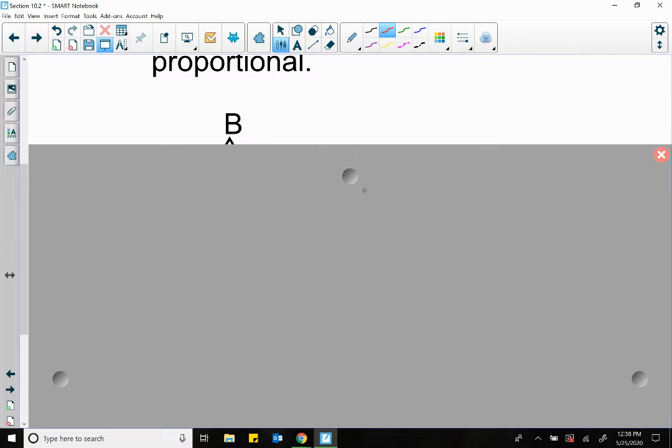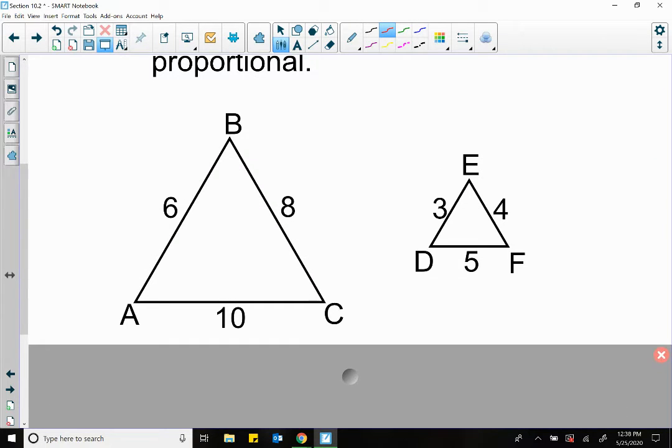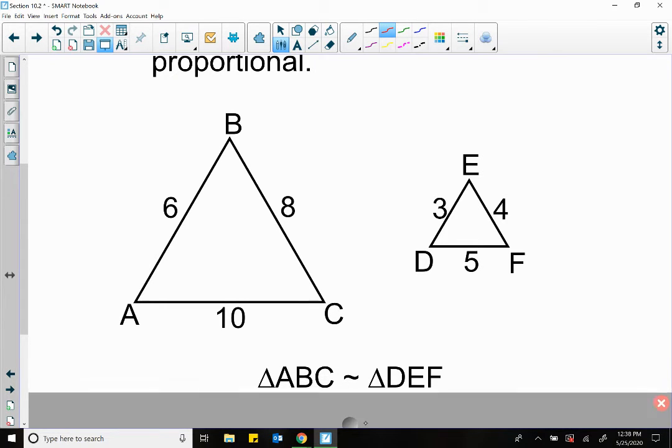So let me show you what I mean. So I got 2 triangles here. Okay? And these triangles are similar. Triangle ABC is similar to triangle DEF. Okay? A and D are what we call corresponding angles. They are in the same position. Lower left hand, lower left hand. So these are corresponding. B and E are in the same position. They're at the very, very top of our triangle. These are corresponding. C and F corresponding. Lower right hand, lower right hand.